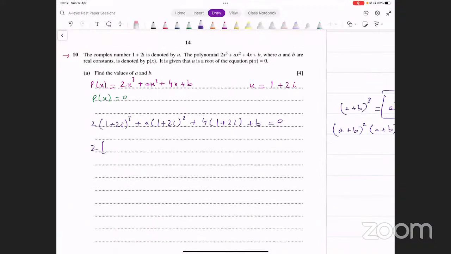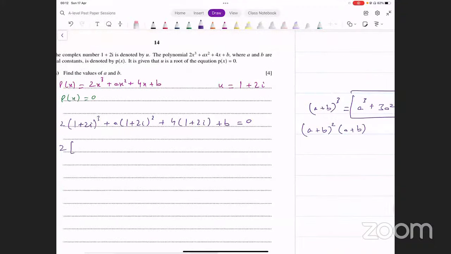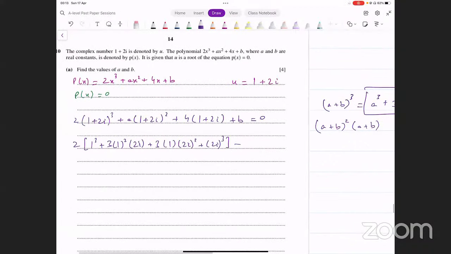2 into a is 1, so a cube, 1 का cube, plus 3 into 1 squared into 2 iota as it is, plus 3 into 1 into (2 iota) का square plus (2 iota) whole cube. ये मैंने cube evaluate कर लिया. Now I've got (1 + 2 iota) whole square. Let's do that in the next line.